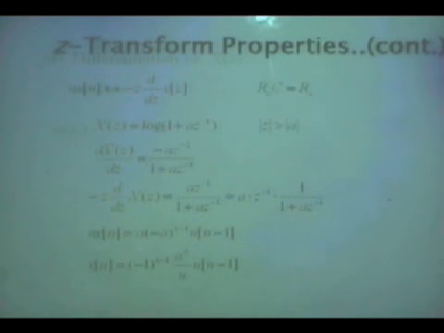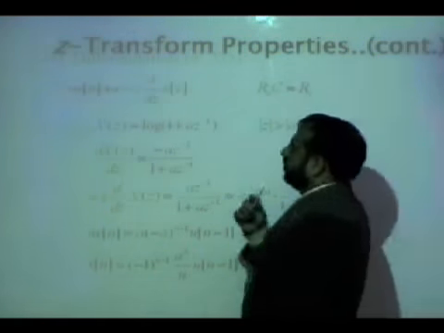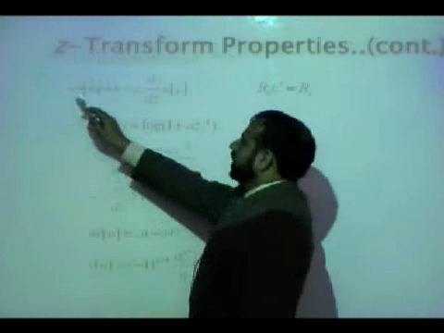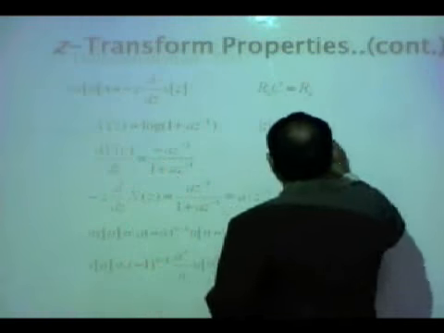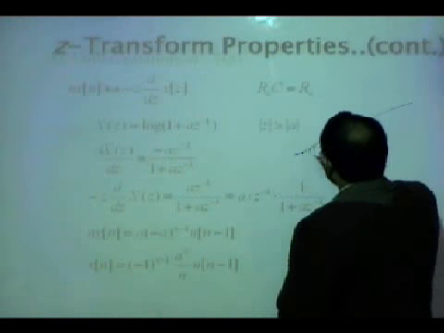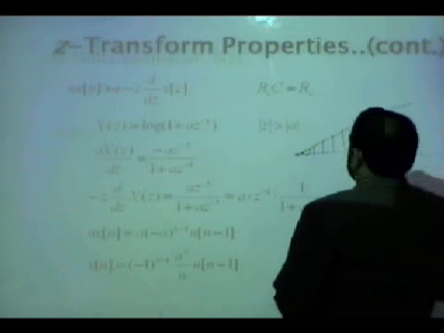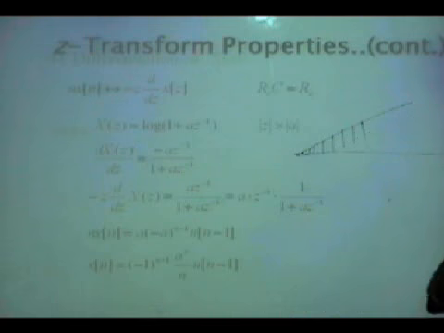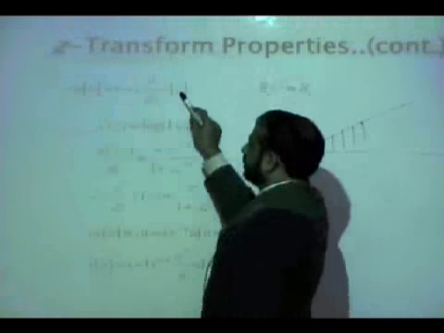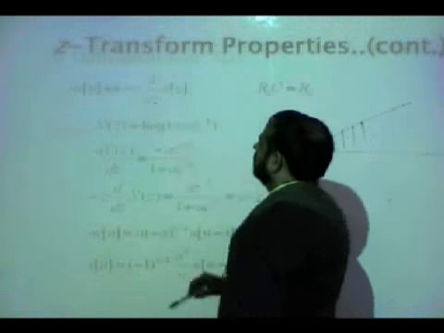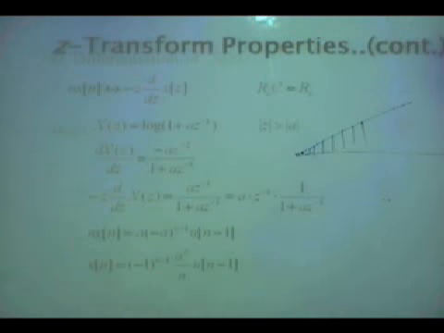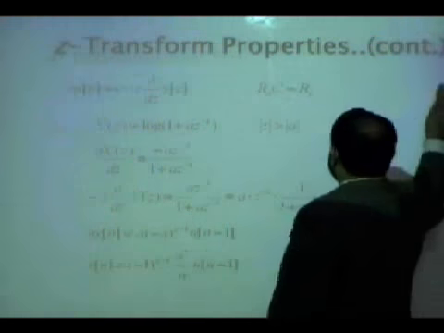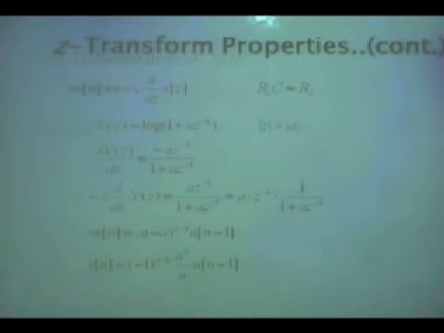Then a simple property which we have seen in the Fourier transform as well: n x of n. If you have a sequence and multiply it with the ramp 0, 1, 2, 3, 4, 5, 6, 7, all you have to do is take the derivative of the same Z transform and multiply by minus z. The region of convergence is the same as the original region of convergence. And this is an example which uses this property.